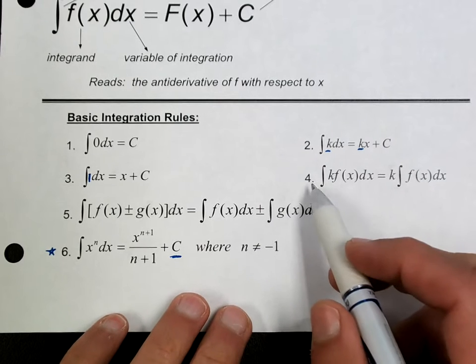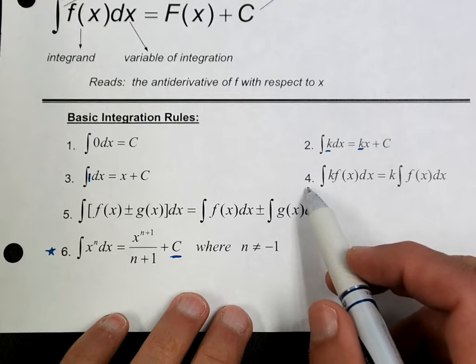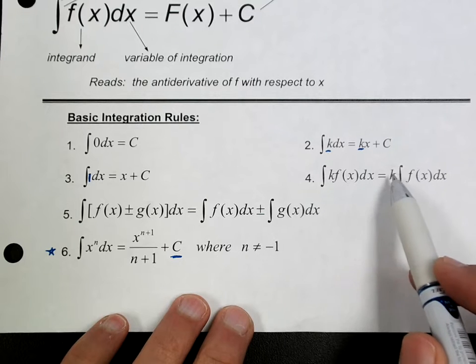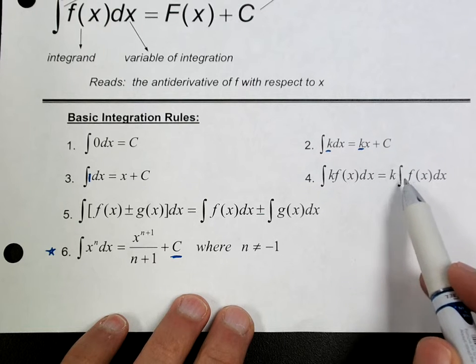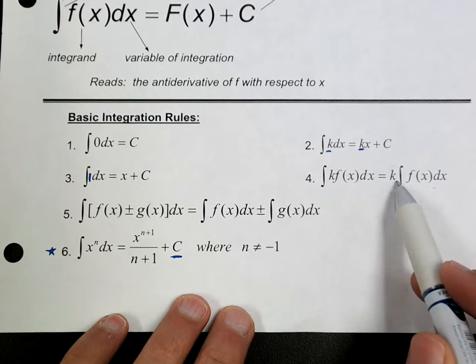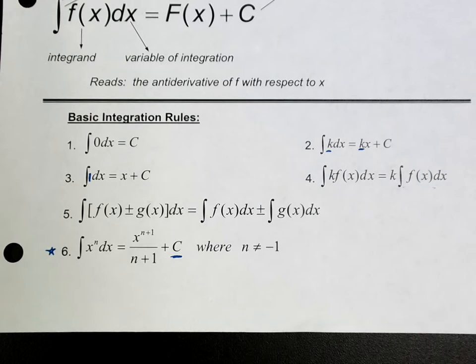Alright, and number 4, if you're taking the integral of a constant times a function, you can take that constant out of the integral and then just take the integral of this alone without having to worry about this, right? So we're just pulling that constant out.